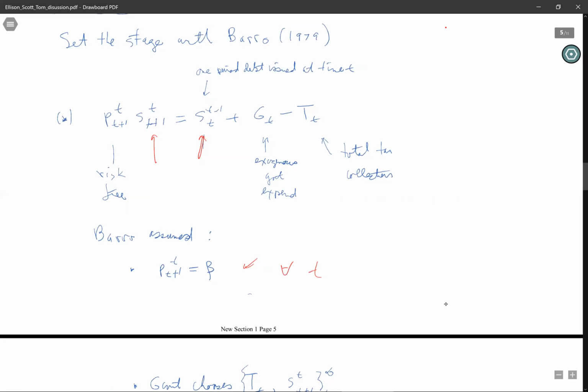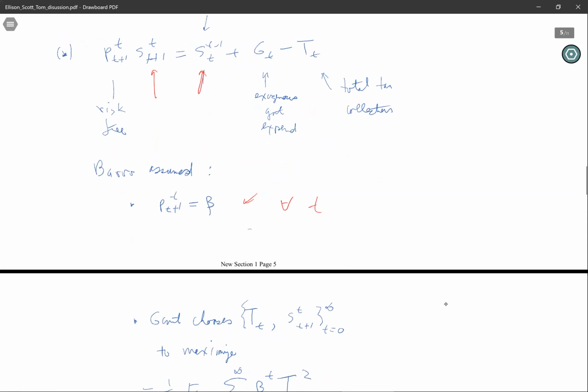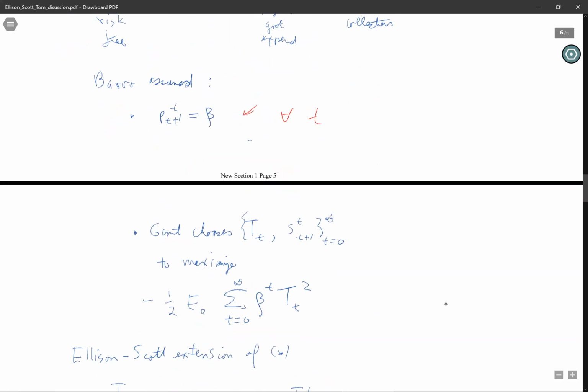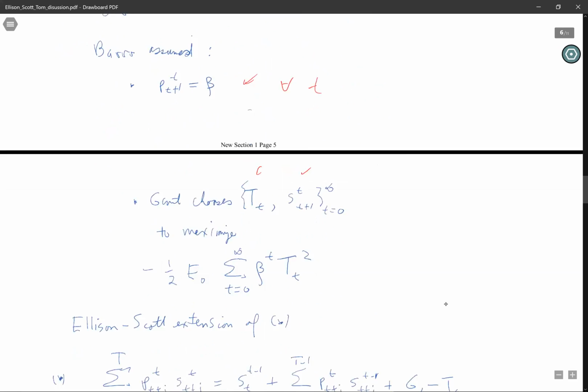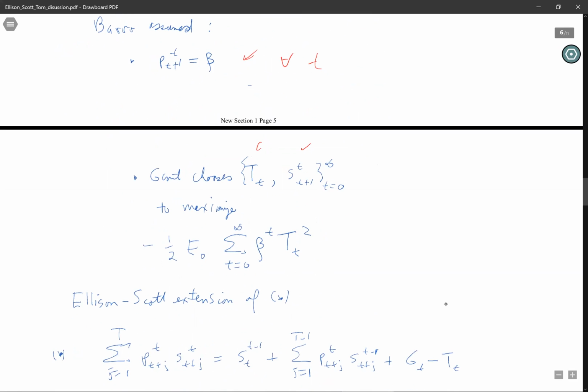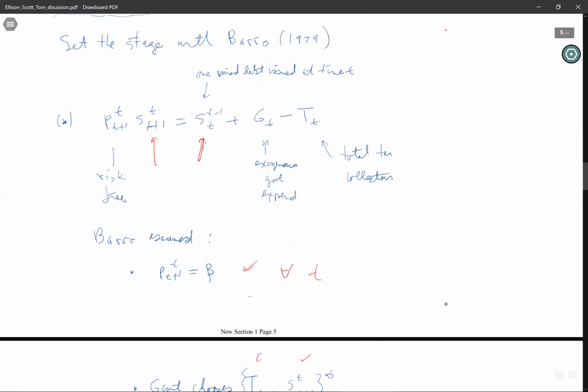So Barro's model is virtually isomorphic to Hall's model of permanent income. Both Hall and Barro made an assumption like this. And Barro's model was that the government chooses jointly a sequence for taxes and risk-free debt issues to maximize the expectation of this discounted quadratic in total tax collections. So this is Barro's budget constraint.